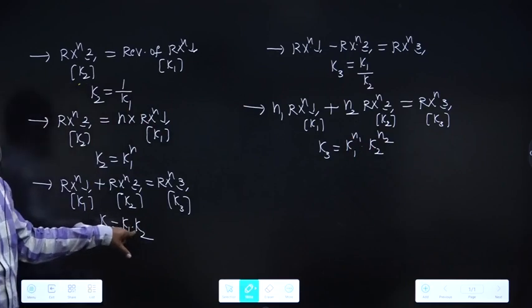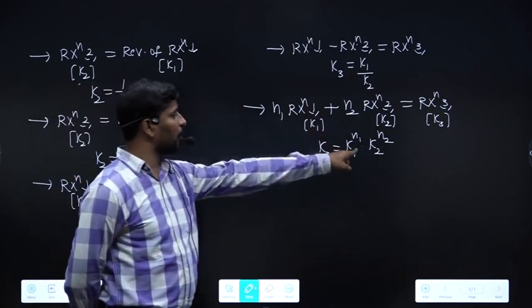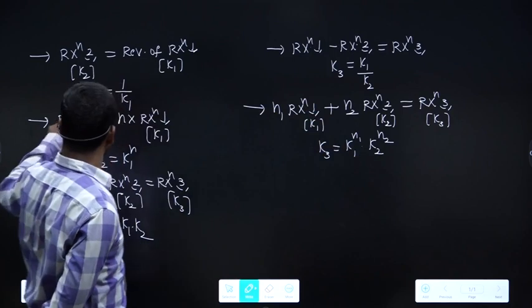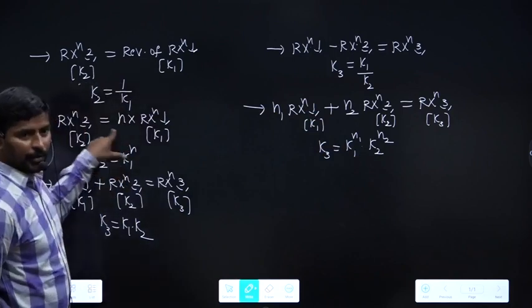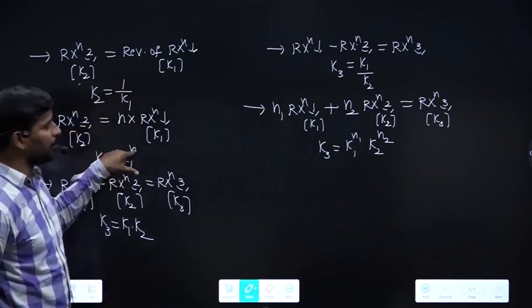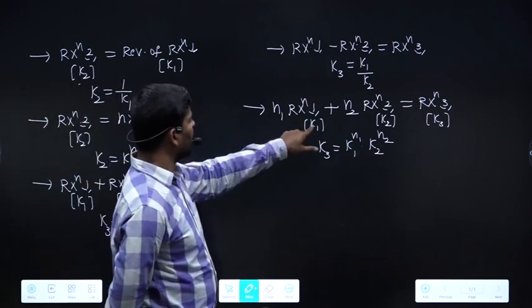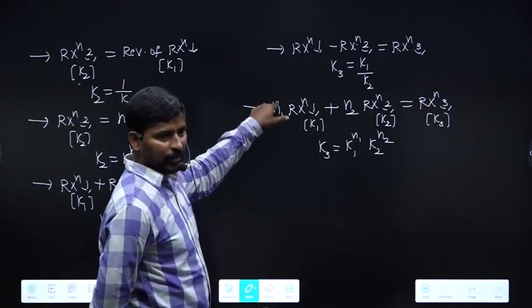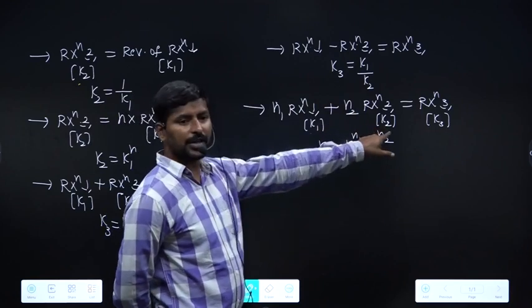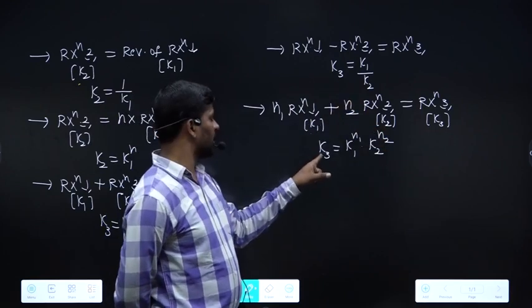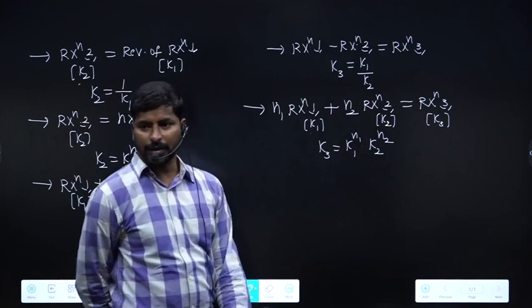Here, while we are adding, we get a product. And while we are multiplying with N, we get a power. Therefore, N1 into reaction 1 means K1 power N1, and N2 into reaction 2 means K2 power N2. So we get K1 power N1 into K2 power N2.